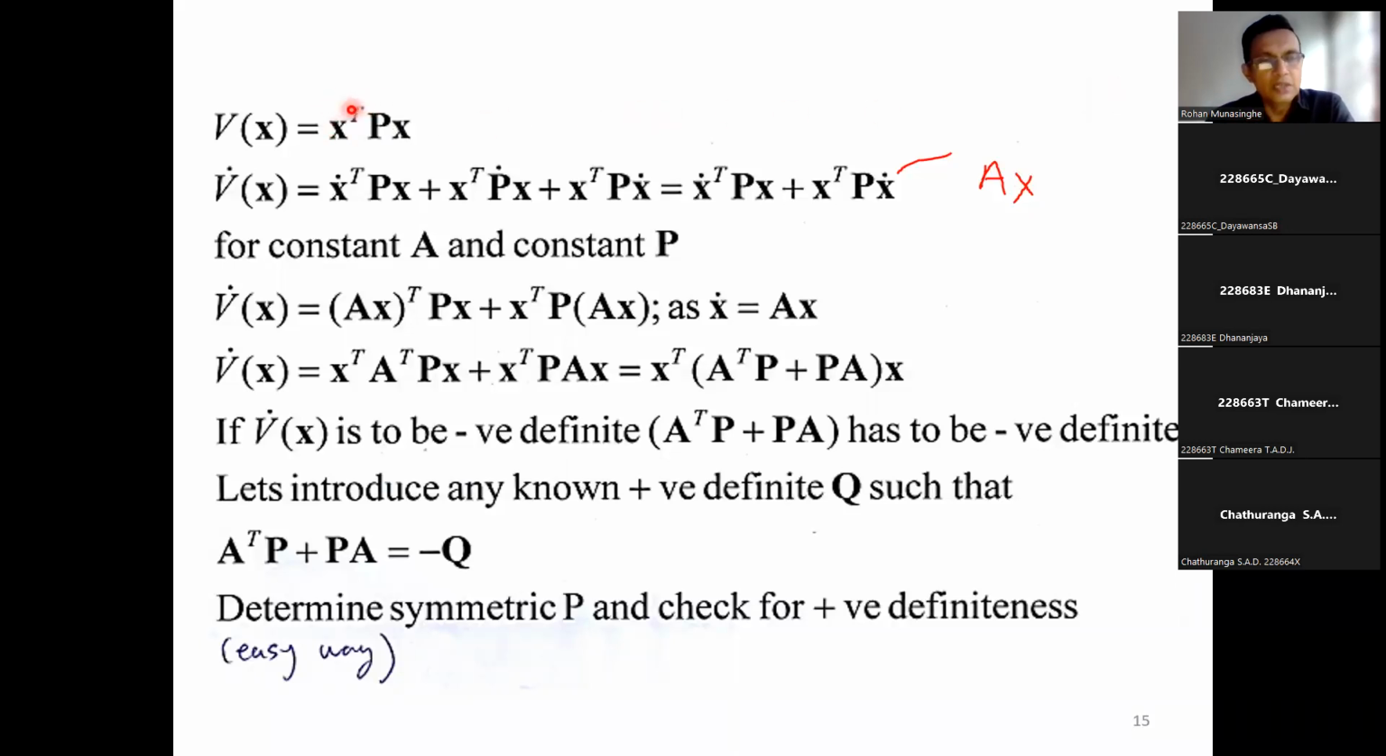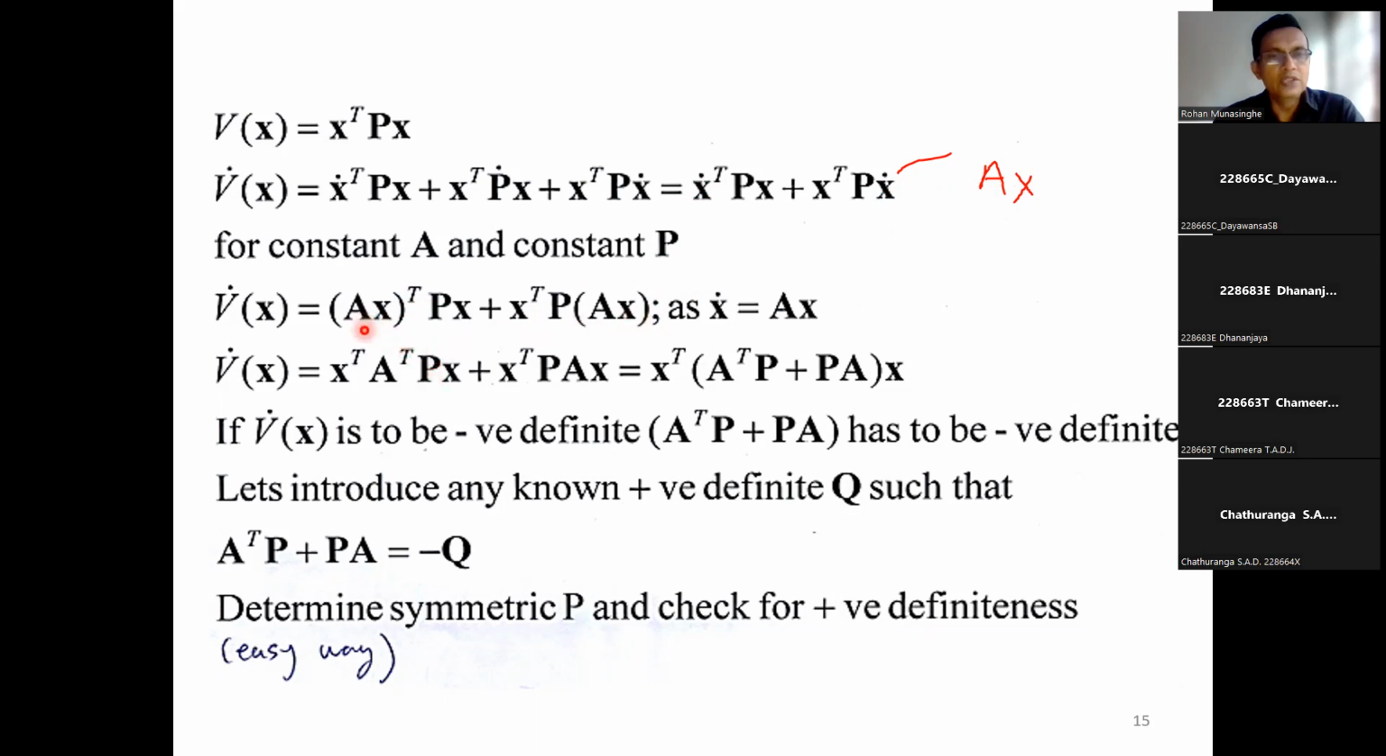So we differentiate the scalar function with respect to time, right? And we have 3 terms. The middle term, which is with P dot, is 0 because the rate of change of a constant matrix is 0. And then we substitute for x dot because x dot equals Ax. We replace this x dot transpose with (Ax) transpose, and also this x dot with Ax. Okay. So we don't have any dots here now, right?